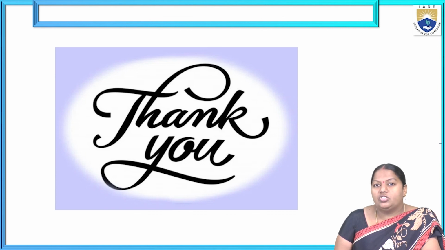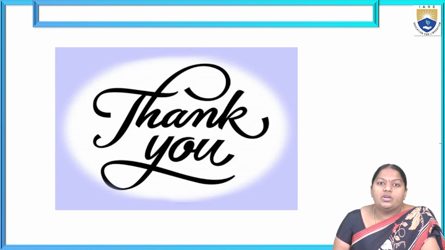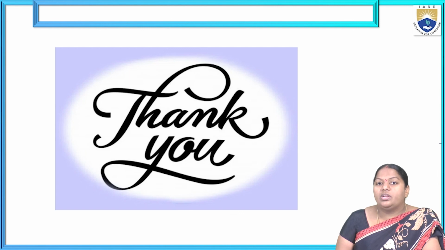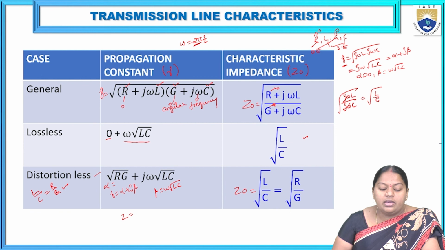Then we learnt about the distortionless transmission line. For that, the attenuation constant alpha, phase constant beta, and propagation constant gamma are to be evaluated, along with the characteristic impedance Z0. In general, the propagation constant gamma and the characteristic impedance Z0 consist of all the primary constants along with the operating frequency or angular frequency. Then we tabulated the three different cases: the general case, the lossless case, and the distortionless transmission line case. We have compared the propagation constant gamma and the characteristic impedance Z0.